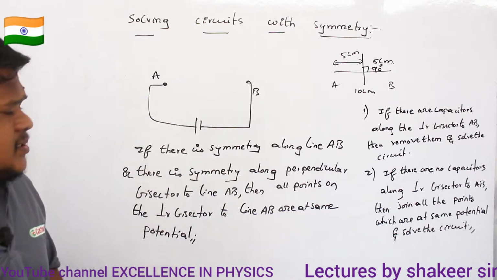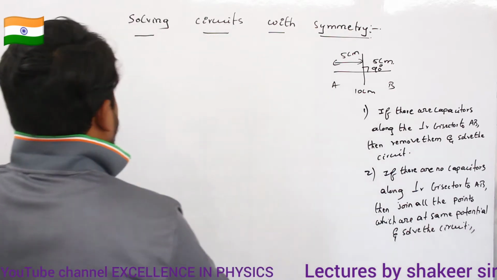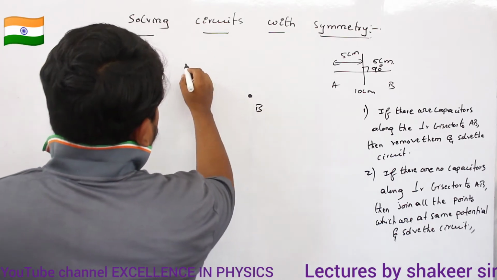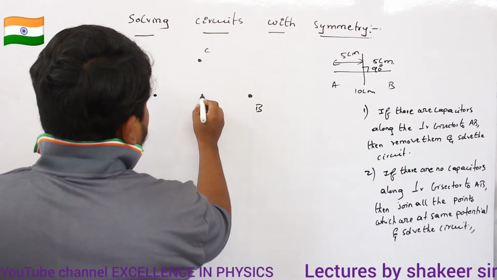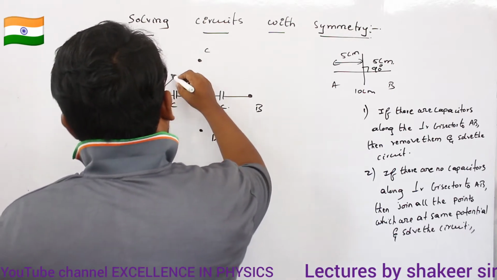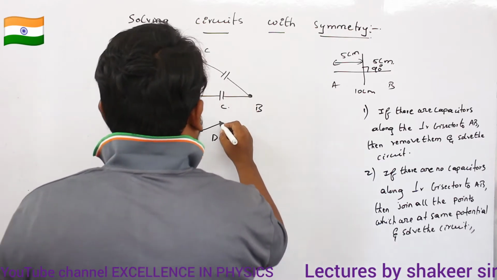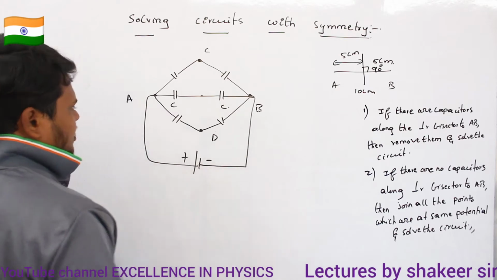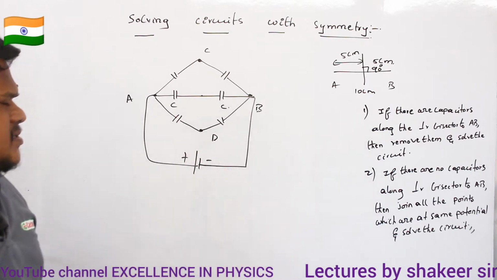First of all, make a note of up to here, then we will see one example of how to solve this. For example, this is point A and this is point B. Let this be the line perpendicular to the line AB, which is called CD. Let us suppose here there is one capacitor C, here there is one more capacitor C. Similarly, here there is one capacitor, and from here to here also there is one capacitor. Here there is one capacitor and here also there is one capacitor, and A and B are connected to this battery which has positive and negative terminals. Let us see what conditions we have discussed previously.